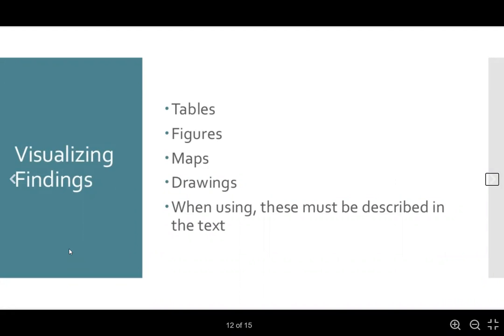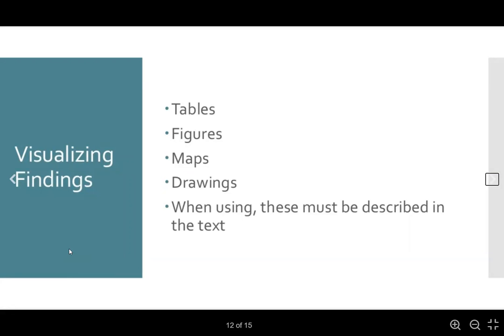So one thing to take into account is visualizing your findings. You can absolutely use different visualization methods, so tables, figures, maps, drawings, but I do recommend using them sparingly throughout the chapter and really determine if they're going to be contributing in a way that's helping the reader understand or if they're just kind of there. If it's something that seems like it's organizing your findings in a way that makes it really clear to the reader, then it's great to keep in.